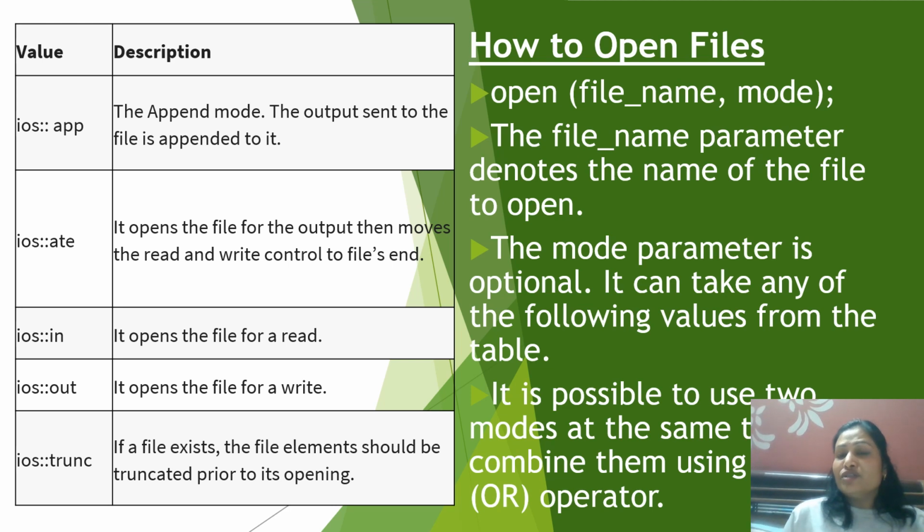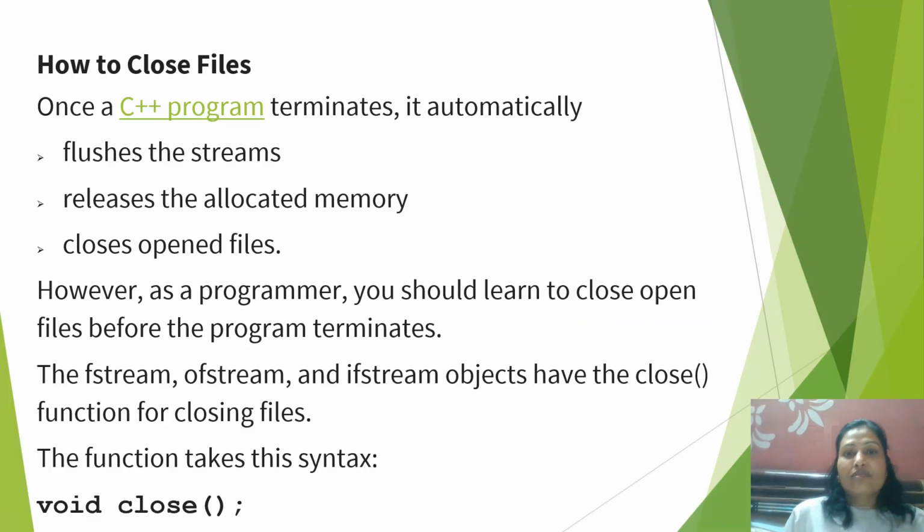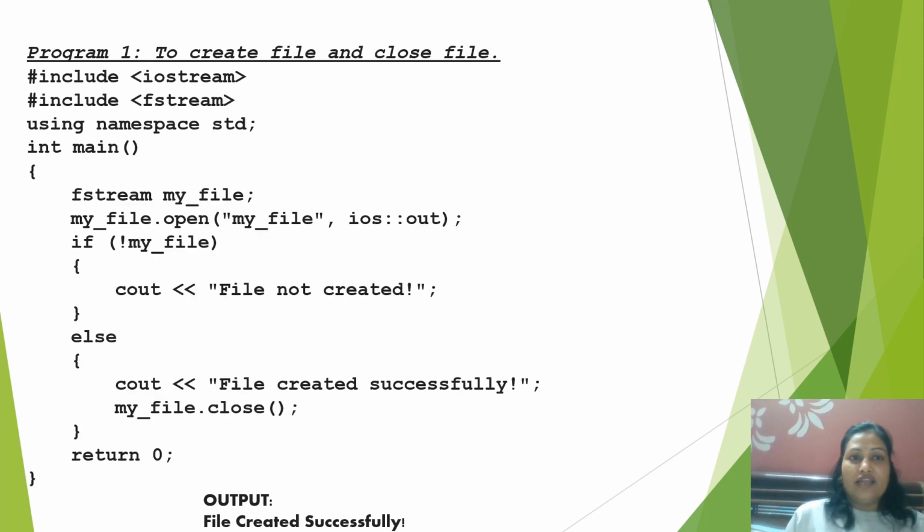The file name represents the name which you want to give to your file, or the file name which you want to open if it already exists. And mode is the mode in which you want to open, whether for creating, for in, for appending, for truncating, for ate mode. Next is how to close a file. Whenever we open a file, we also close it with the help of the close function. We use close along with the file name, and we close a file so that we release the memory allocated to that particular file.